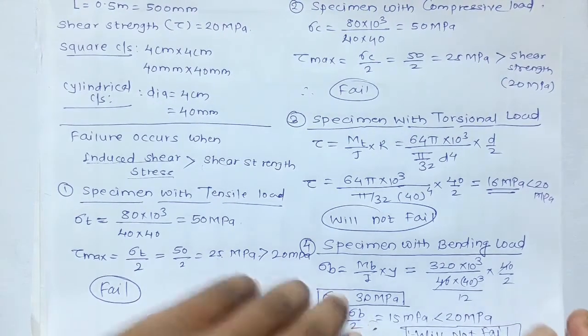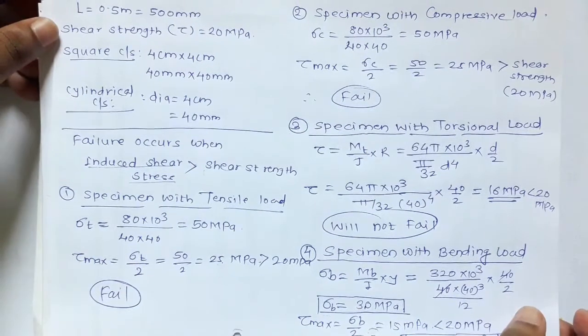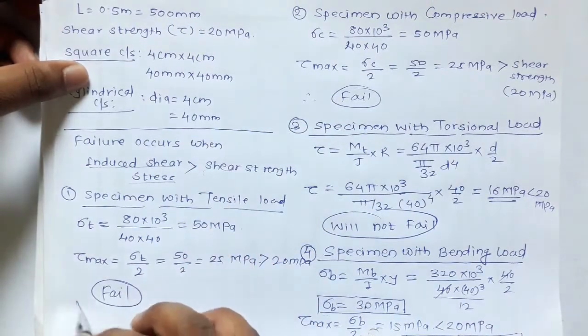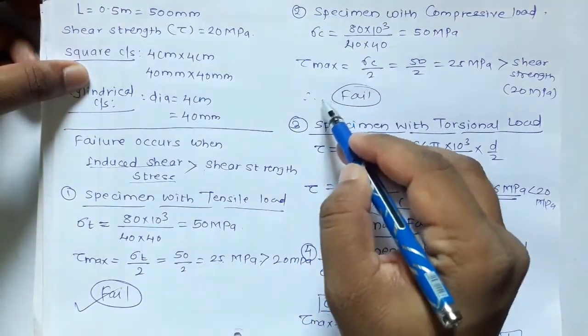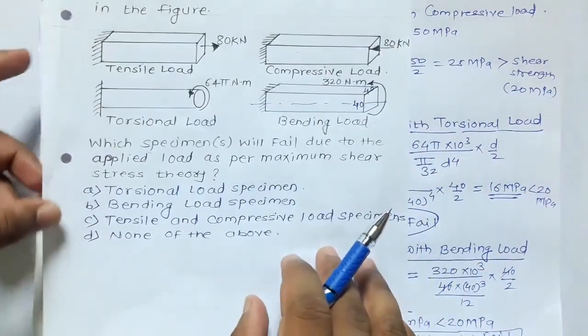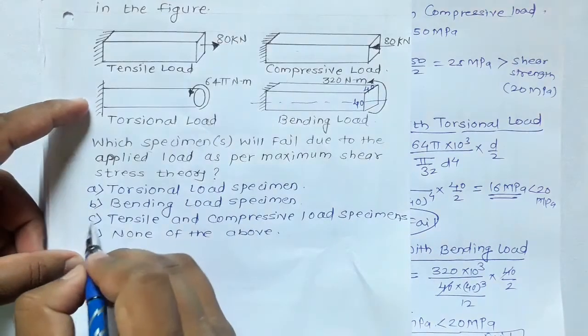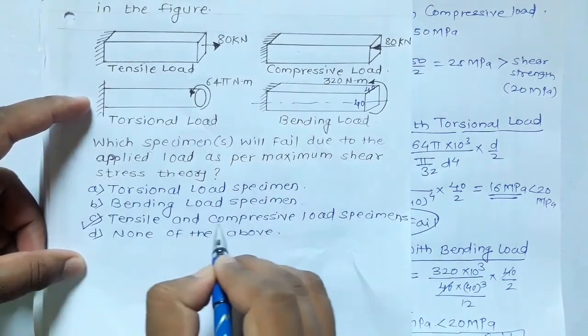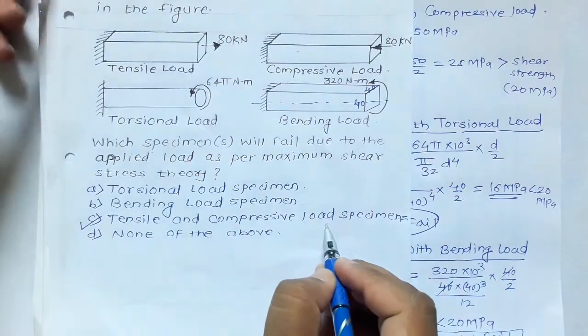Okay, so from this solution we found that the specimen with the tensile load will fail, and the specimen with compressive load will fail. So therefore the correct option for this problem is C, that is the specimen with tensile and compressive load will fail.